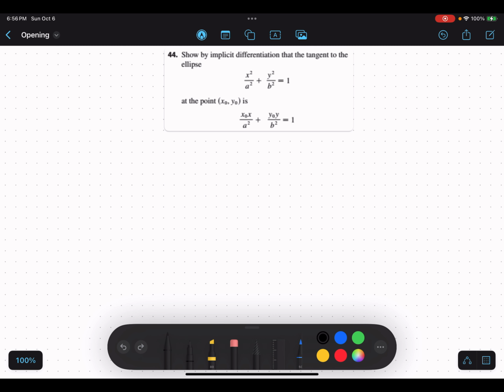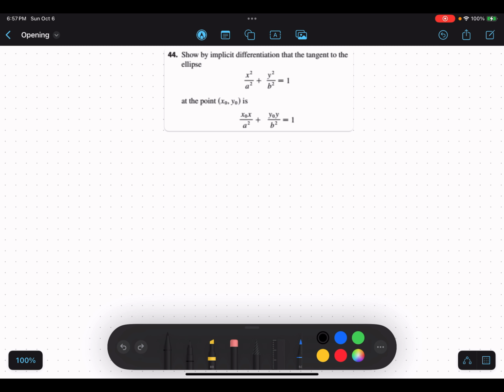So before you move on to related rates, you should be able to solve this problem here pretty comfortably. As a side note, all problems in this video will be provided by a book by Stewart called Calculus Early Transcendentals, its 5th edition. Okay, let's start. Show by implicit differentiation that the tangent to the ellipse at point x naught y naught is what's given there.